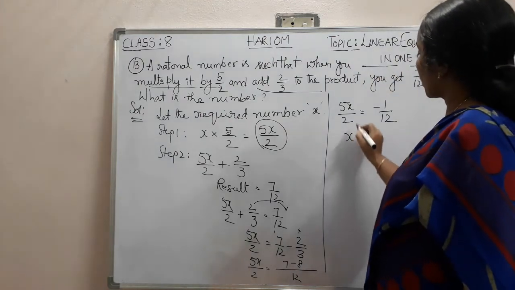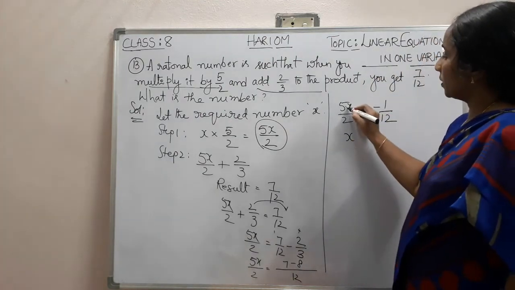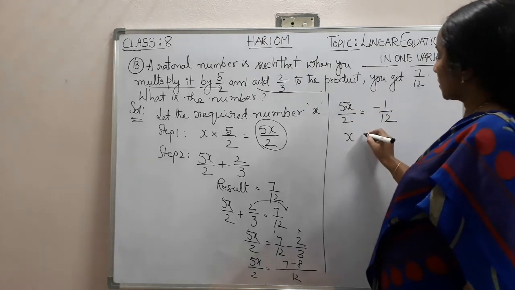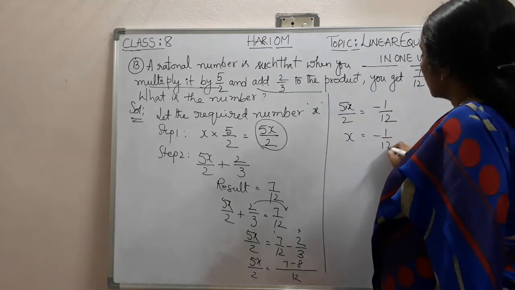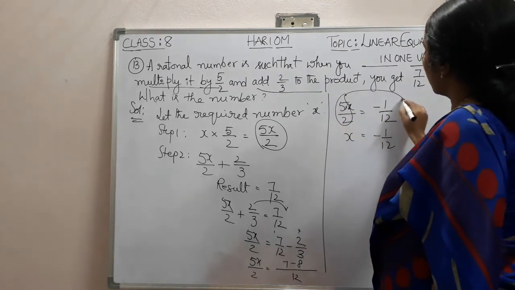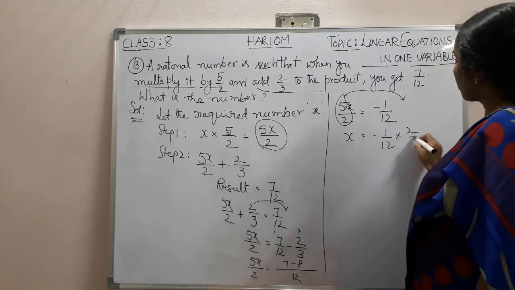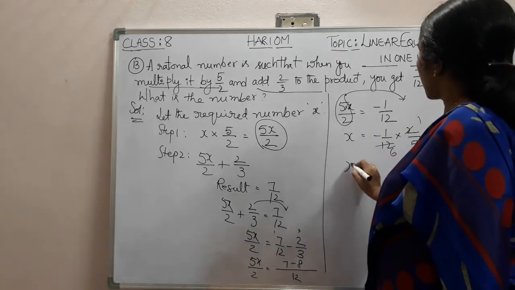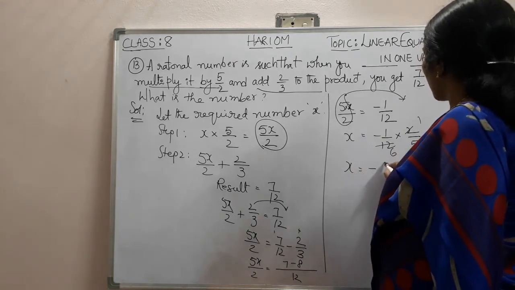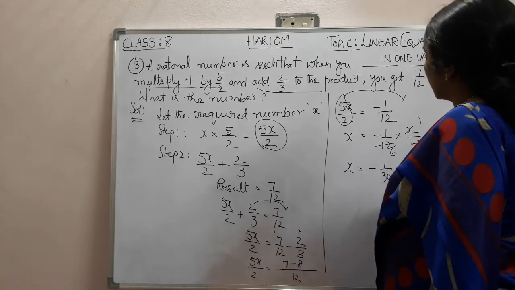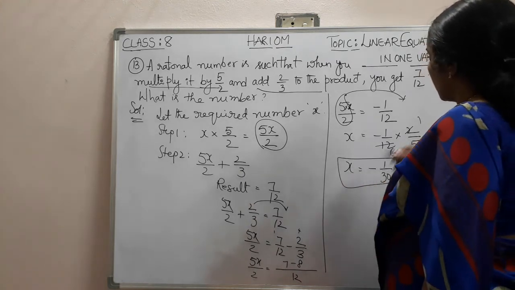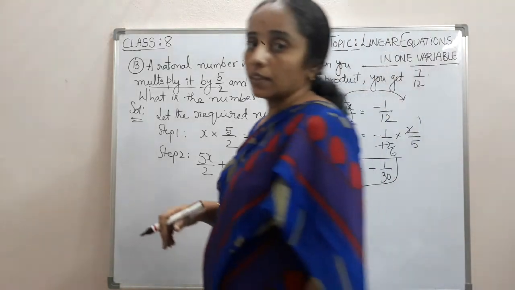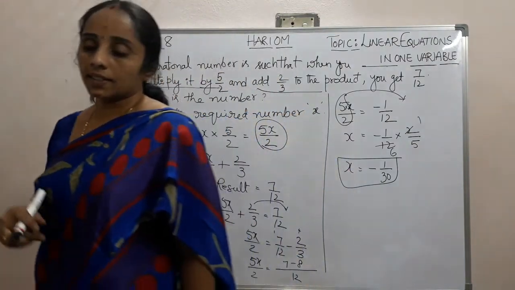x is equal to, 5x by 2, meaning 5 into x by 2, that is, this 5 by 2 becomes this side 2 by 5. 2 ones are 2, 6. x is equal to minus 1 by 30. This is the required rational number. Okay. Now we are going to check our result.